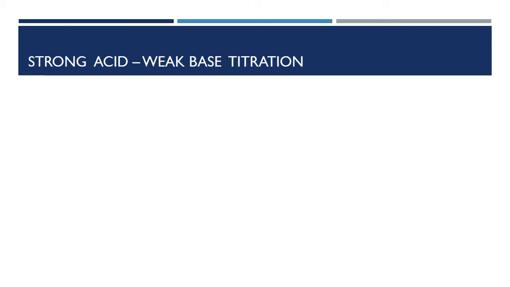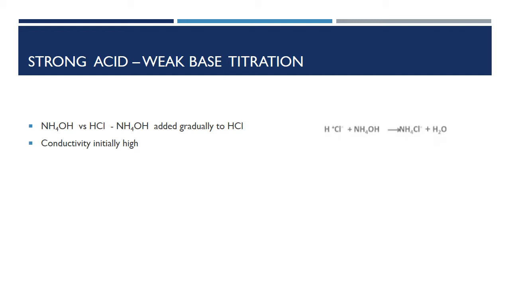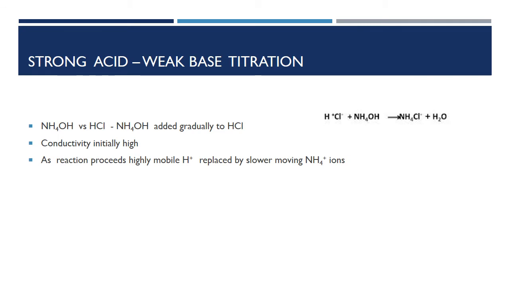In the case of strong acid, weak base titration, for example, the titration of ammonium hydroxide against hydrochloric acid, the titration proceeds by gradual addition of ammonium hydroxide to a fixed volume of hydrochloric acid. Conductivity is initially high as hydrochloric acid, being a strong acid, dissociates completely to give H+ and Cl- ions. As the reaction proceeds, hydrochloric acid is consumed and ammonium chloride is formed, which dissociates to give slow-moving ammonium ions. Thus, conductivity decreases as the reaction progresses.